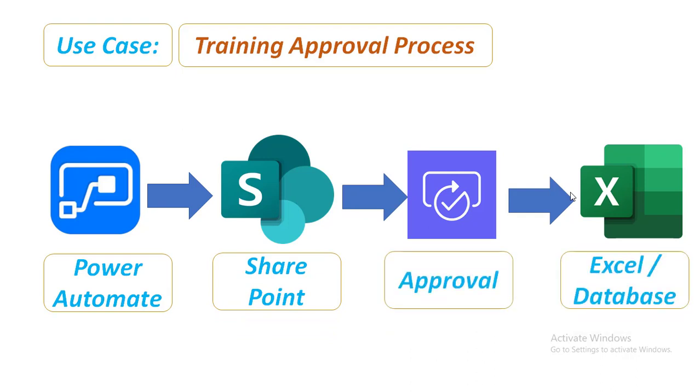If you see on my screen, I have the use case for the training approval process, where we're going to create a form inside SharePoint, and then we'll provide the details for the training approval process along with the training. Then it will go through the approval, where it will send the request to a particular person by using the approval. Once the training approval has been approved by the particular employee, it will store the data inside Excel or any other kind of database. Due to my budget concern, I'm going to use Excel over here. So this entire thing we are going to create by using Power Automate Cloud Flows.